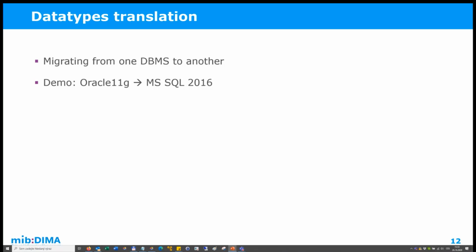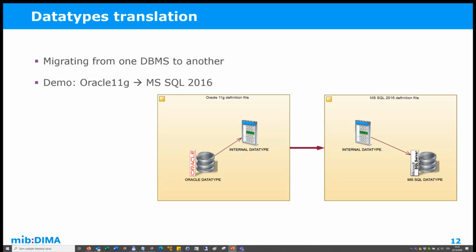So let me show you how it works. What we have here are two yellow rectangles representing the definition files. One is for the Oracle definition file, the second is for Microsoft SQL Server. So you can understand it as two models, and the Oracle definition file, of course, defines the Oracle data types and so on.